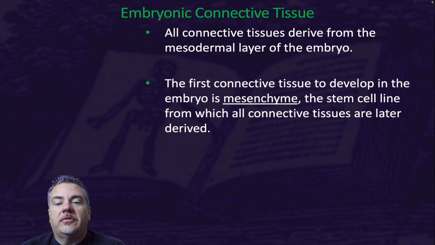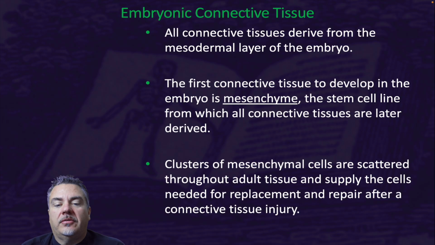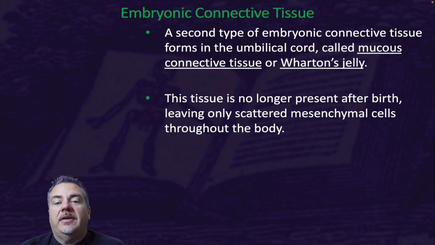The first connective tissue to develop in the embryo is mesenchyme, the stem cell line from which all connective tissues are later derived. Clusters of mesenchymal cells are scattered throughout adult tissue and supply the cells needed for replacement and repair after a connective tissue injury. A second type of embryonic connective tissue forms in the umbilical cord, called mucous connective tissue or Wharton's jelly. This tissue is no longer present after birth, leaving only scattered mesenchymal cells throughout the body.